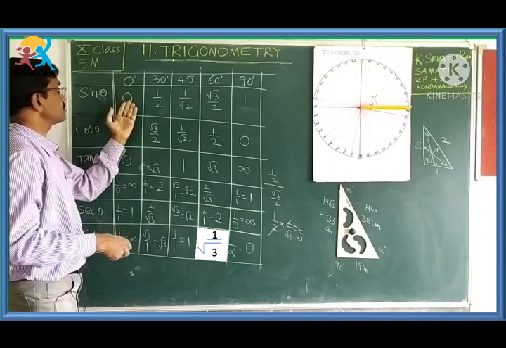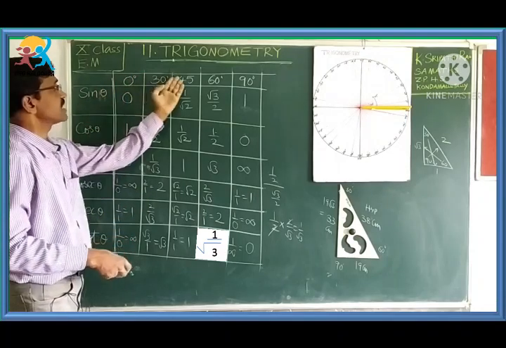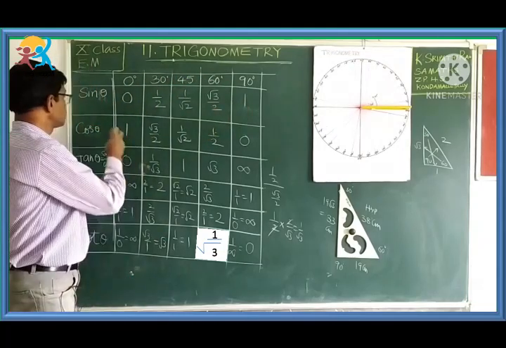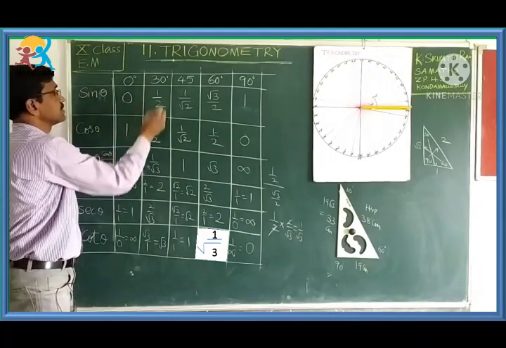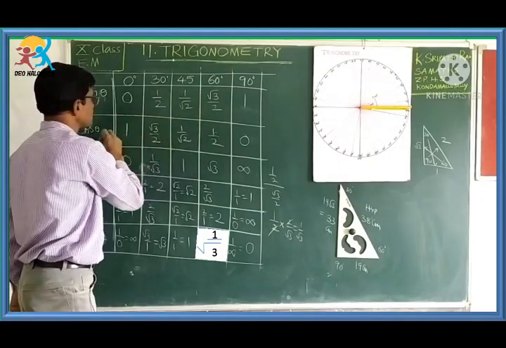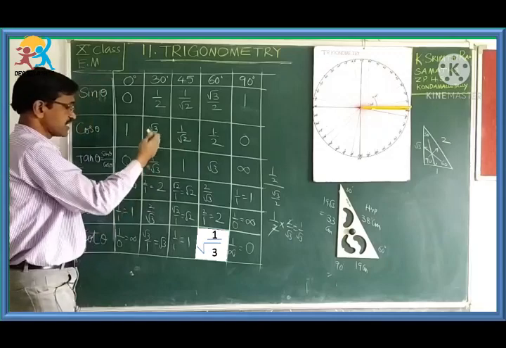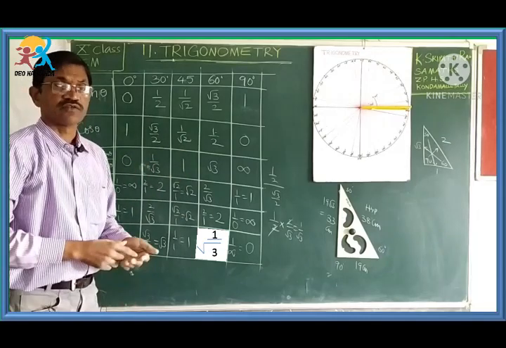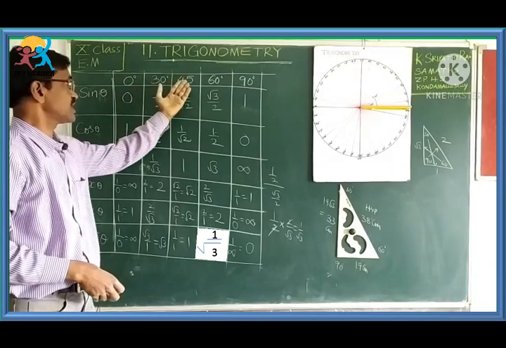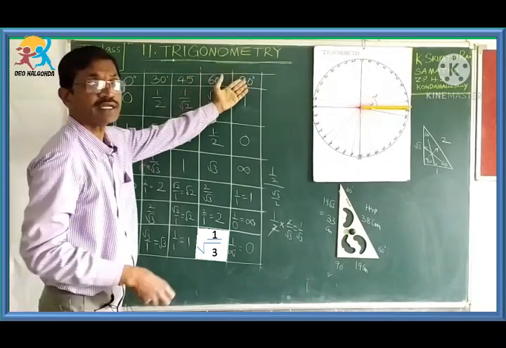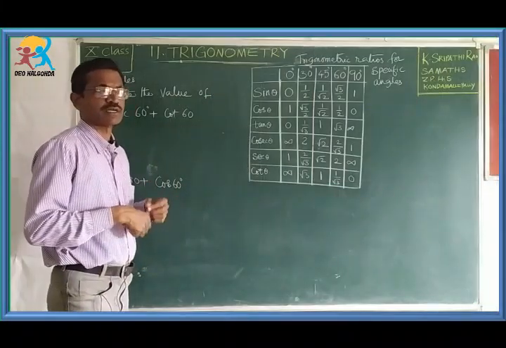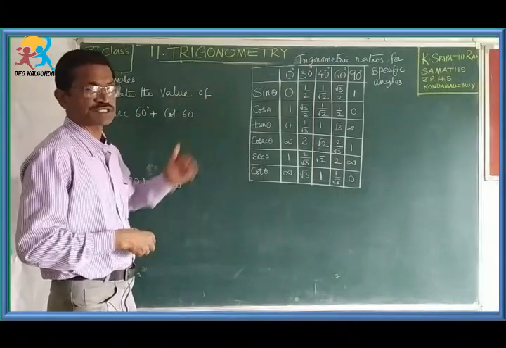So sin 0 is 0, sin 30 is 1 by 2, sin 45 is 1 by root 2, sin 60 is root 3 by 2, sin 90 is 1. Similarly cos 0 is 1, cos 30 is root 3 by 2, cos 45 is 1 by root 2, cos 60 is 1 by 2, cos 90 is 0. In this way we have to memorize all these values of trigonometric ratios for 0 degrees, 30 degrees, 45 degrees, 60 degrees and 90 degrees. Let us solve some problems by using the values.